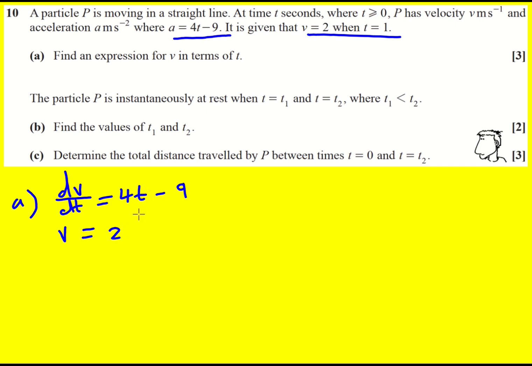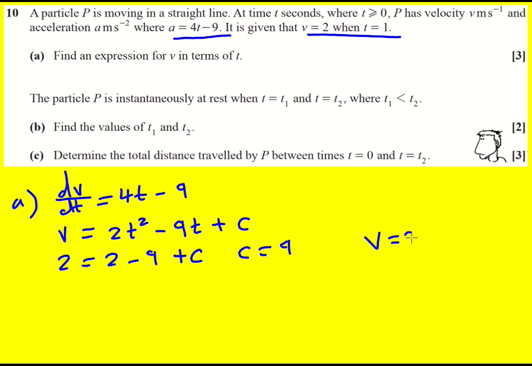So raise the power by 1 to 2, divide by 2, it's going to give us 2t squared minus 9t, and then don't forget there's going to be a plus c, which we can now find because we're given this condition: when t is 1, v is 2. So 2 is going to equal 2 minus 9 plus c. It must be that c is equal to 9. And therefore v is 2t squared minus 9t plus 9.